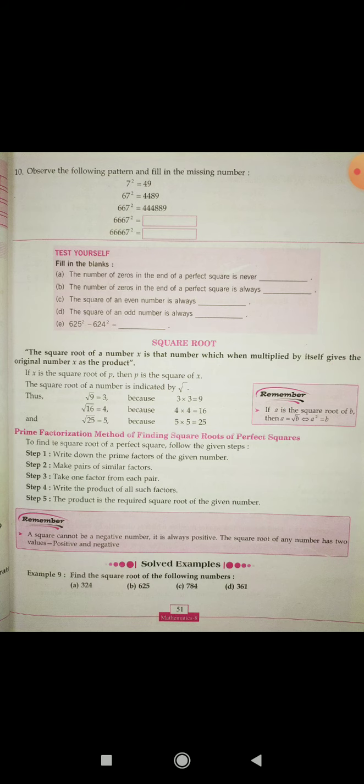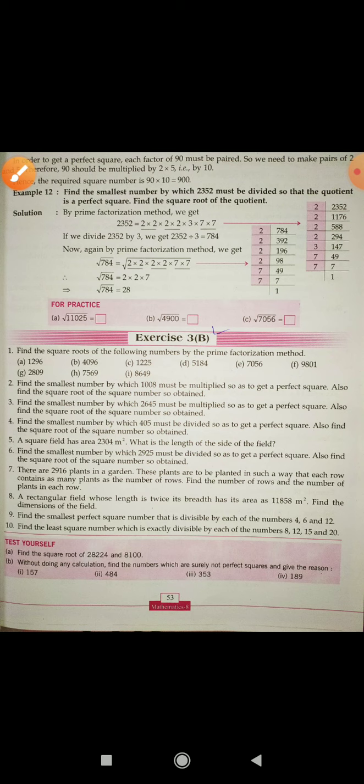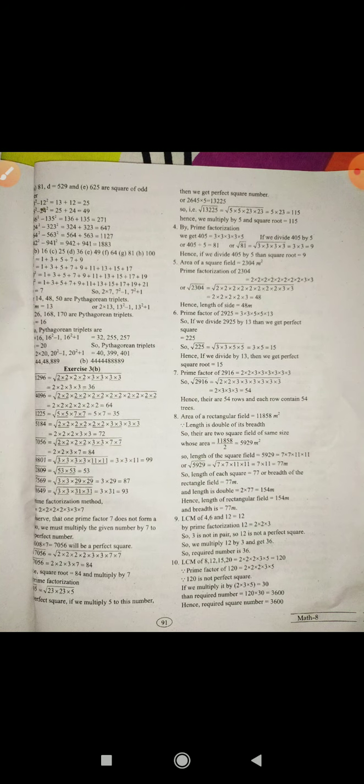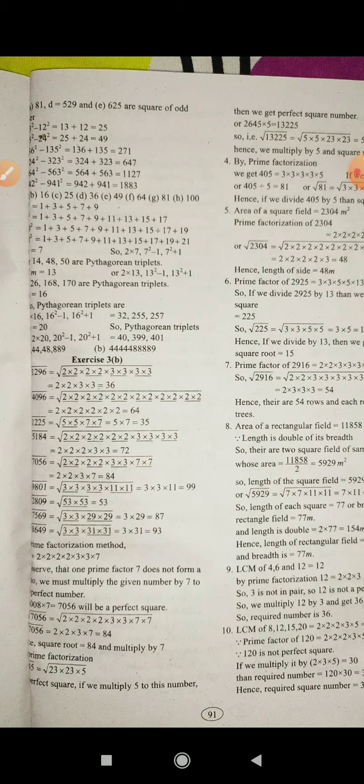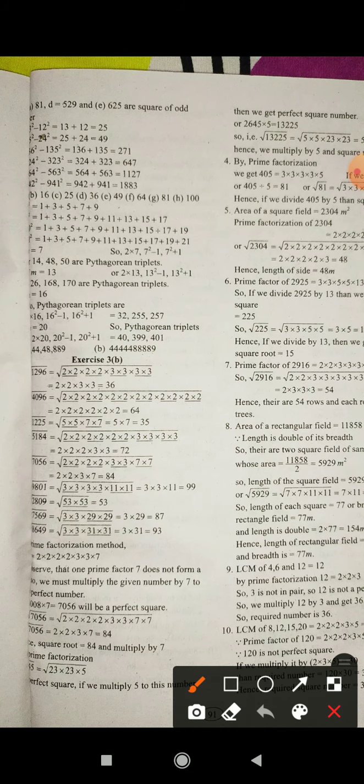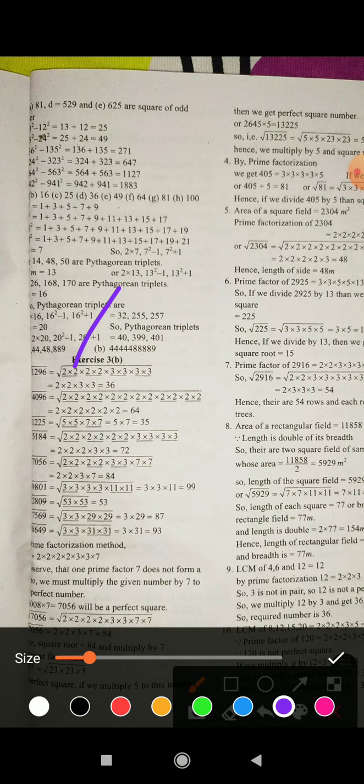Okay, so let's do exercise 3b. Find the square root of the following numbers by the prime factorization method. Here is how to find it. First question is 1296. First you find the factors and then pair them: 2 into 2 into 2 into 2 into 3 into 3 into 3 into 3.